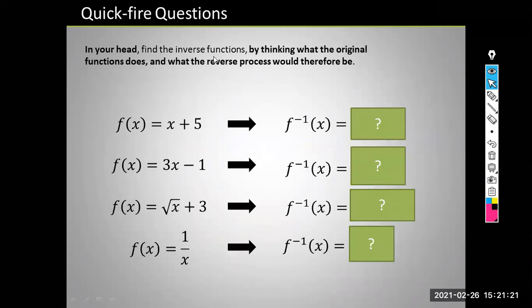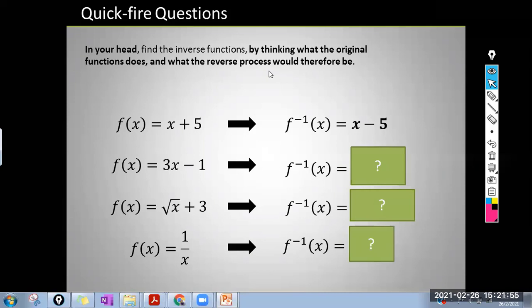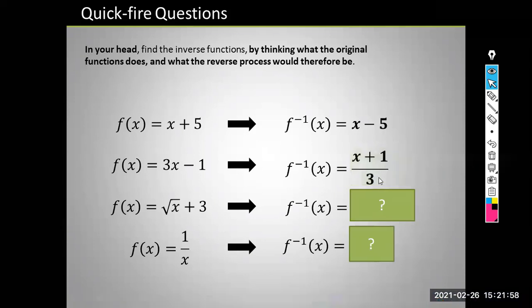In your head, find the inverse function by thinking what the original function does and what the reverse process would be. The first one, minus 5. Okay, this one will be what? x divided by 3, plus 1. Divide by 3 first or plus 1 first? Plus 1 first, right? So x plus 1, then divide by 3.